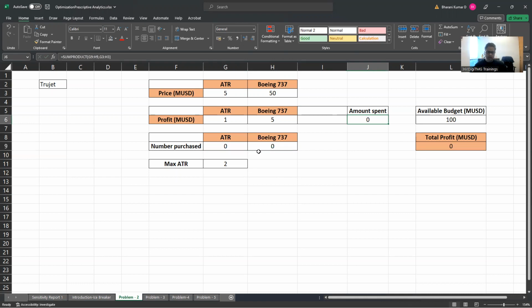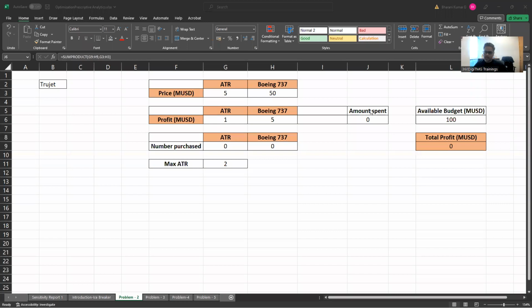100 million dollars. So the number of ATR aircraft that you want to purchase, multiplied by $5 million, because each one is going to cost you $5 million, plus the number of Boeing 737 that you want to purchase, multiplied by $50 million, because each Boeing is going to cost you $50 million. So this into this plus this into this would give you the total amount spent. As of now, we don't know how many we want to purchase, right?